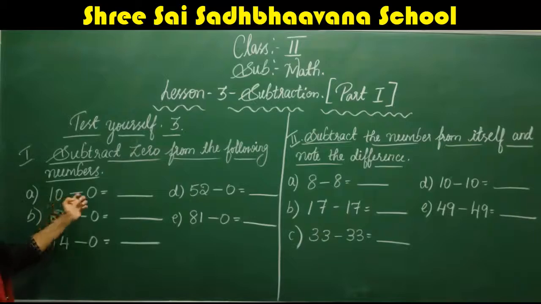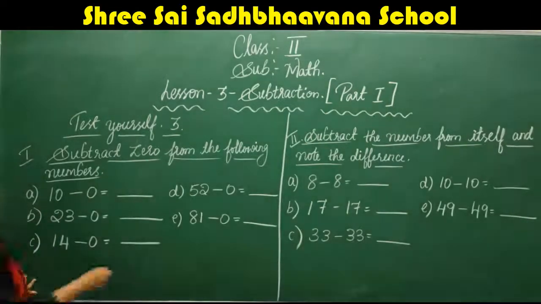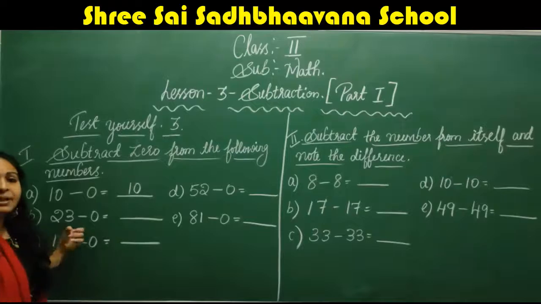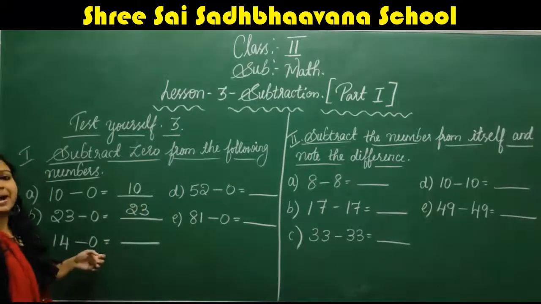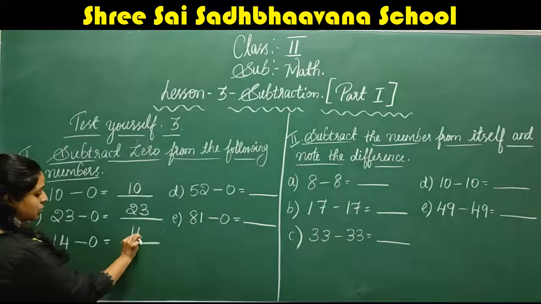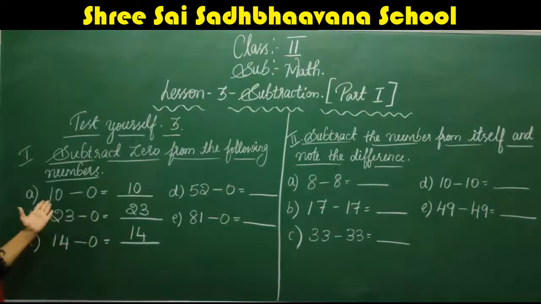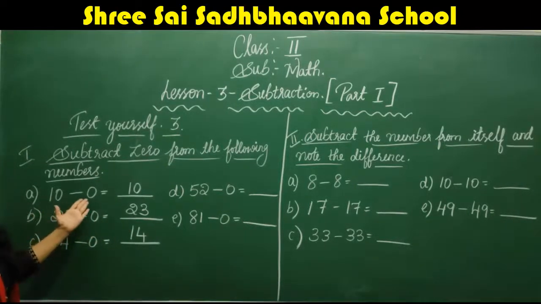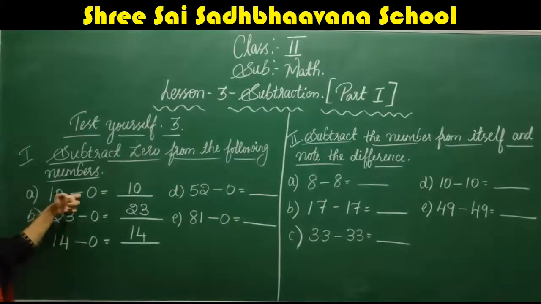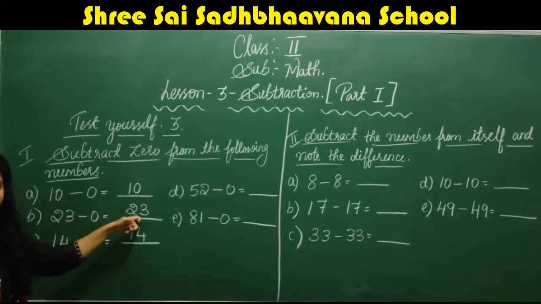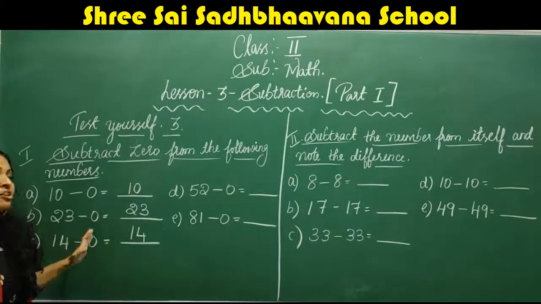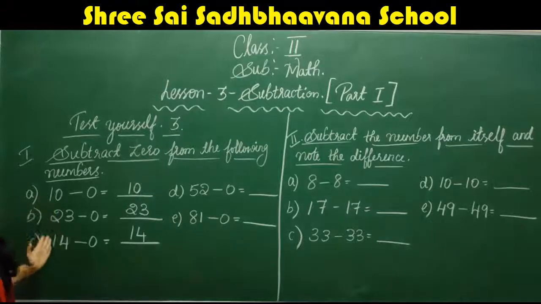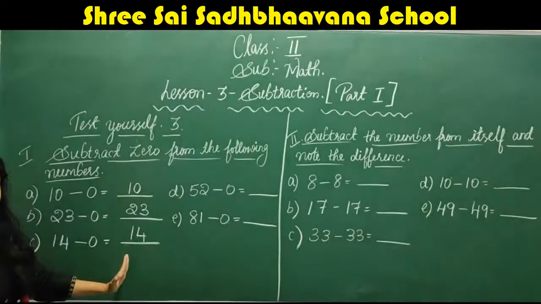Here you see 10 minus 0. How much? 10. 23 minus 0. 23. 14 minus 0. 14. Just see the answer here. What happens? In the answer you will get the same number. When you are subtracting 0 from the number, you will get the same number as the answer. See here, 10 minus 0 is 10. 23 minus 0 is 23 only. 14 minus 0 is 14 only. That means when you are subtracting 0 from any number, you will get the same number as the answer.